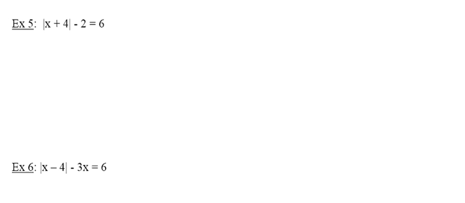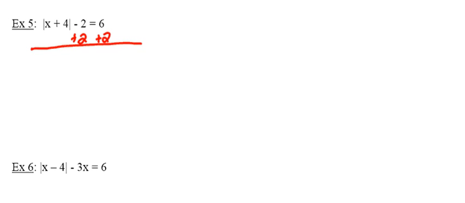If you go to the next page, we're going to start on example number 5. Example number 5 is the absolute value of x plus 4, and then minus 2, equals 6. Now if you notice here, the absolute value is not alone. There's still a minus 2 on the left-hand side. So the first thing we need to do is get rid of that 2.